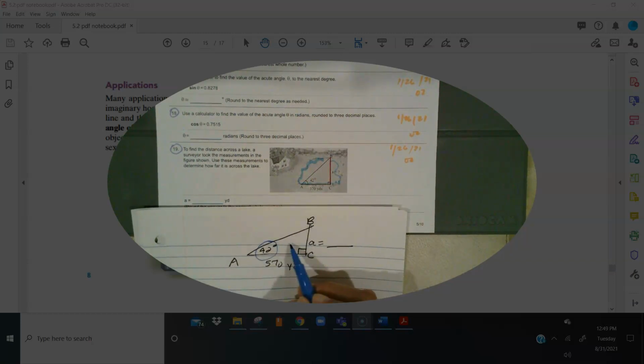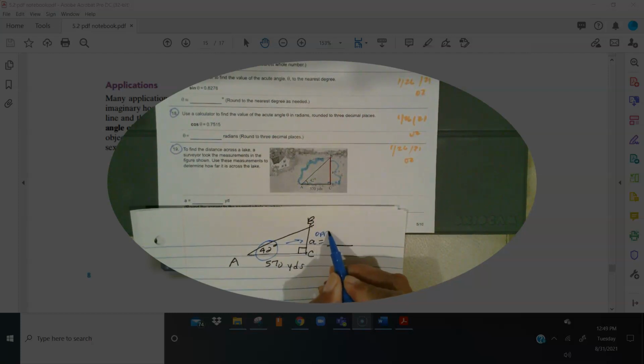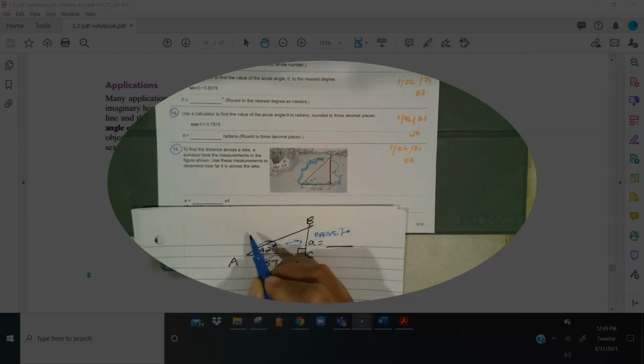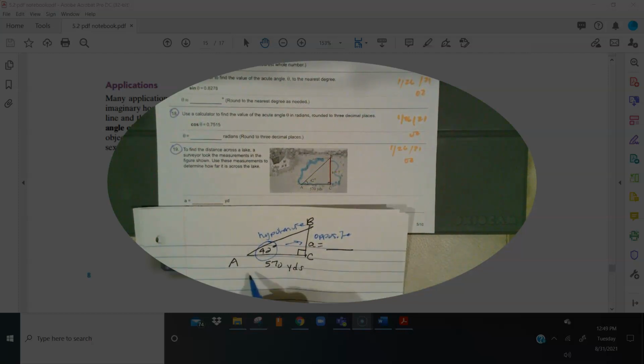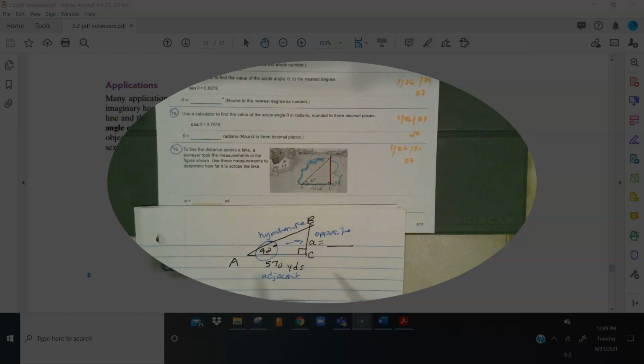If this is angle A, the side across from it is called the opposite side. This side would be called the hypotenuse. And this side would be called the adjacent side. Everything based on that 42-degree angle. It is the distance from B to C that they ask for, though they just as easily could have asked for the distance from A to B.